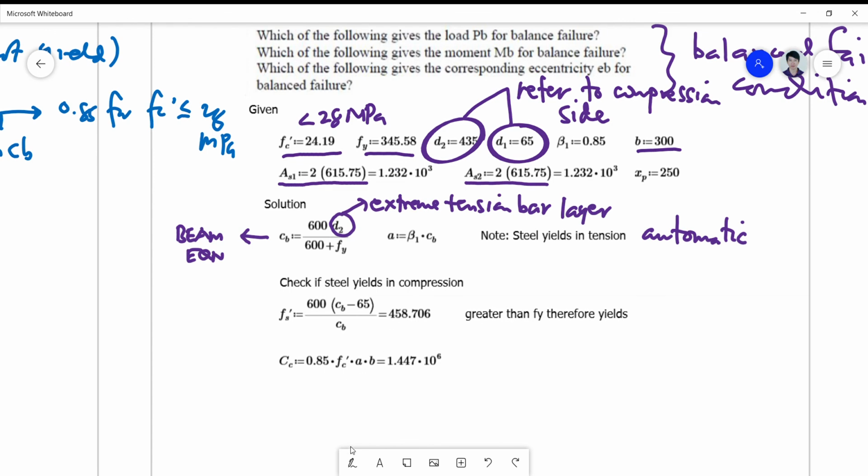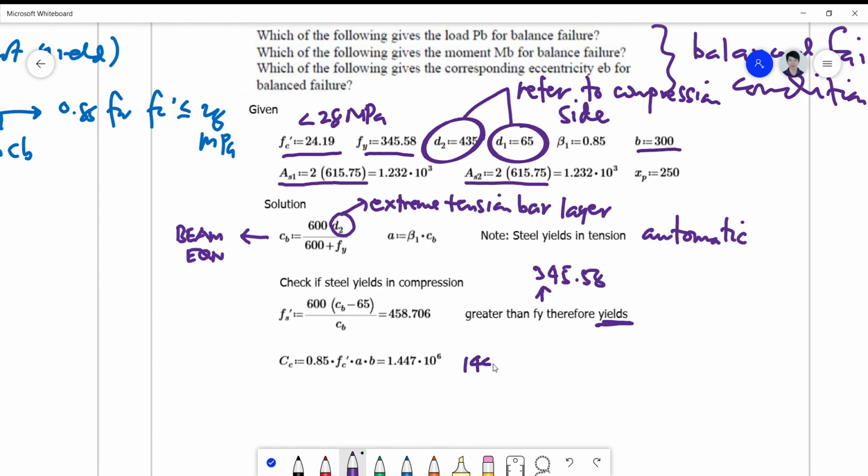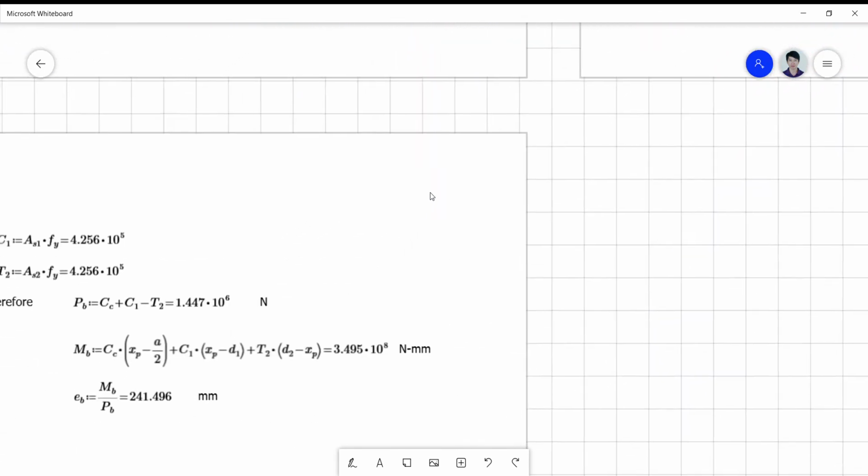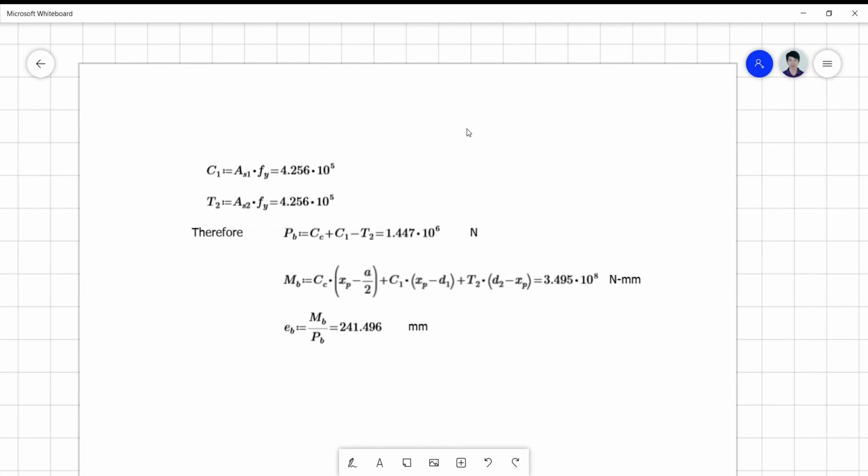Okay, so this is greater than 345.58. So this is yielding. So your CC can now be computed on the basis of 0.85 FC prime AB. So you get here 1447 kilonewton if you want this to be kilonewton, because the unit here is in newton. Okay, so everything is now just a matter of applying the equations we have derived on top.